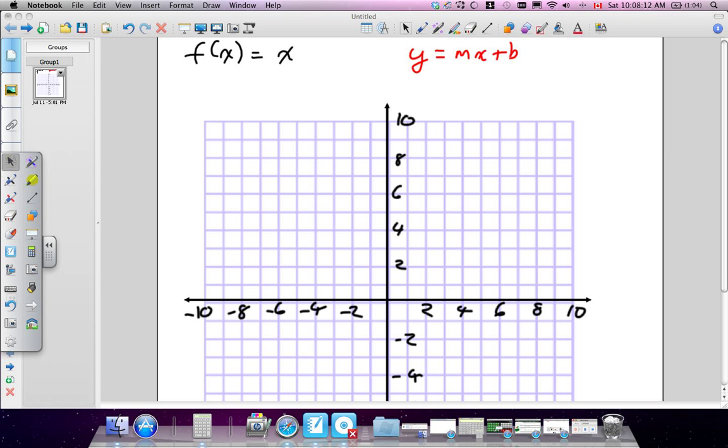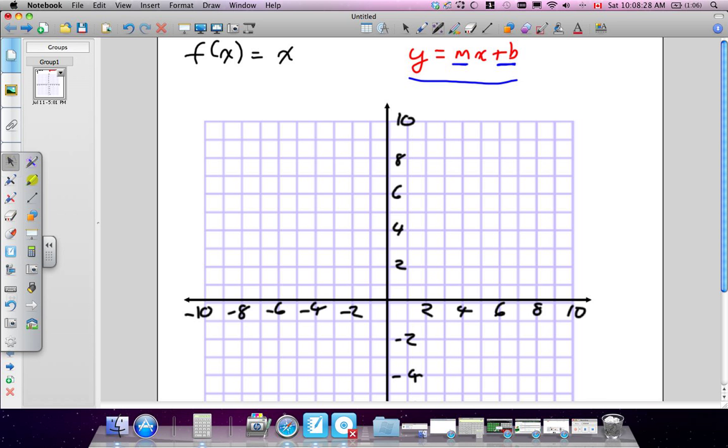Okay, so we're talking about the function f at x, which is a linear function, which means it's a straight line. There's several ways to graph it. The way that we learned in grade 9 and 10 that was easiest is this form here. M stands for your slope, and B is your y-intercept.